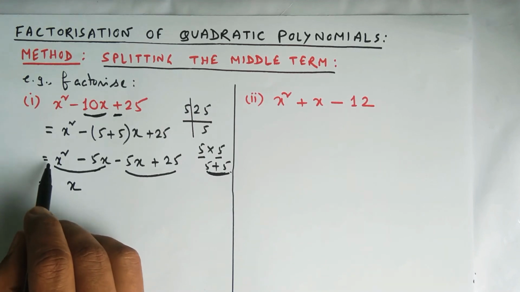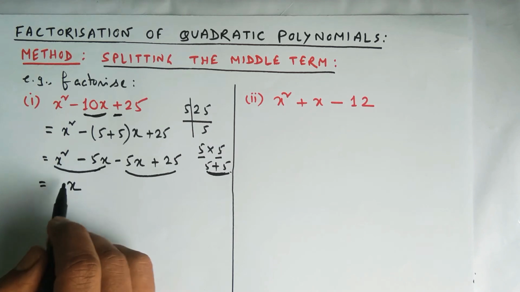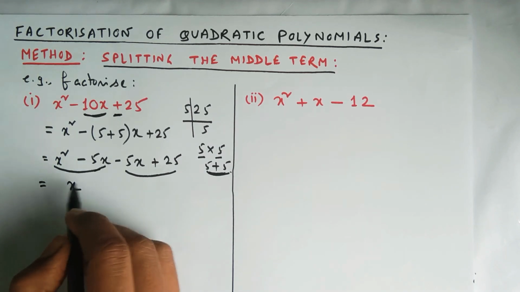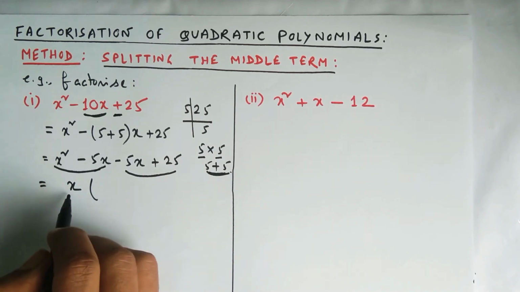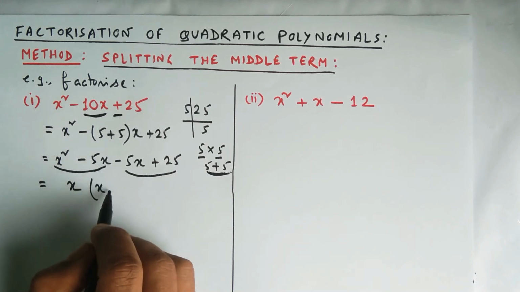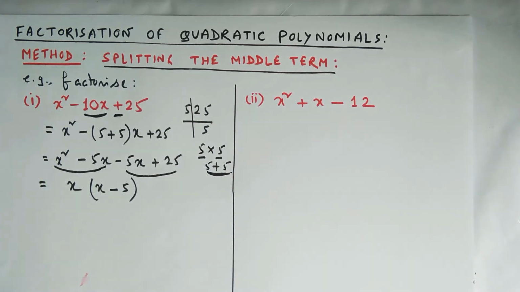Here no number means the number is 1. Here the number is 5, so 1 and 5, and 1 is common. When you take 1 common, we don't write 1. Now x square has 2 x's; 1x has gone outside and 1x is left. Here minus 5x: x already gone outside. What is left here? x minus 5.